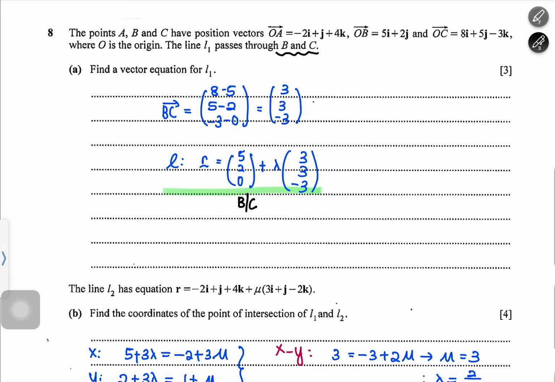My direction vector is BC. Yours can be CB as well. You can even simplify this and make it into 1, 1, negative 1. So there are multiple answers for this one. Don't be afraid if you did not get a similar solution to mine.